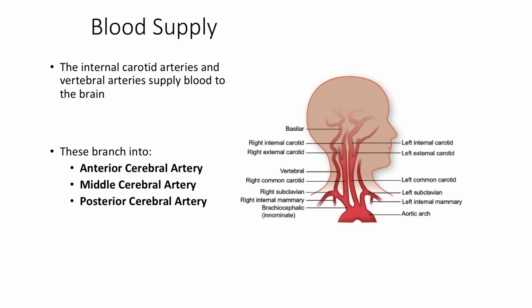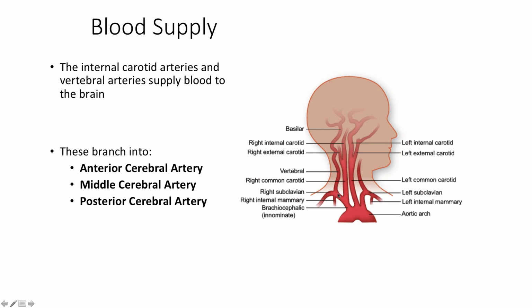Okay, so let's move on to blood supply. So where does the blood in the brain come from? The blood in the brain comes from 2 internal carotid arteries and 2 vertebral arteries that supply all the blood to the brain. So here you can see the right internal carotid artery and the left one.